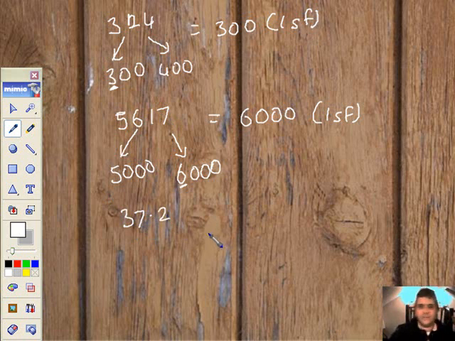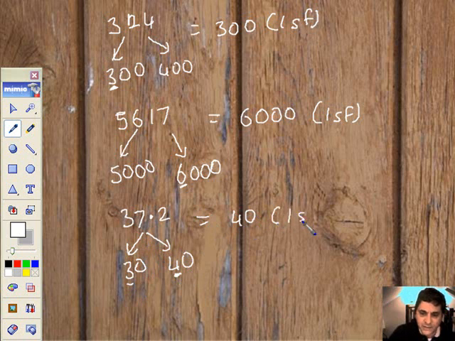37.2. Now 37.2, don't be baffled by the decimal place there, the figure after the point. Take it as a whole, and we can see that our choice is either 30 using one figure, or take it up to 40. I think you can see that 37.2 is nearer to 40 than 30, so we're going to call that 40, and that's to one significant figure. Clearly 37.2 is nearer to 40 than 30.